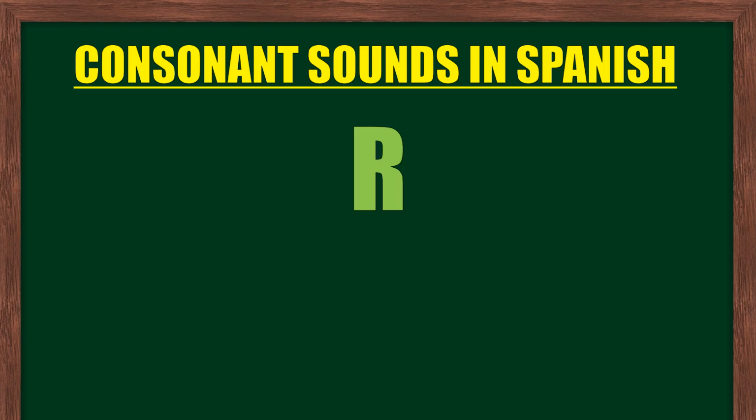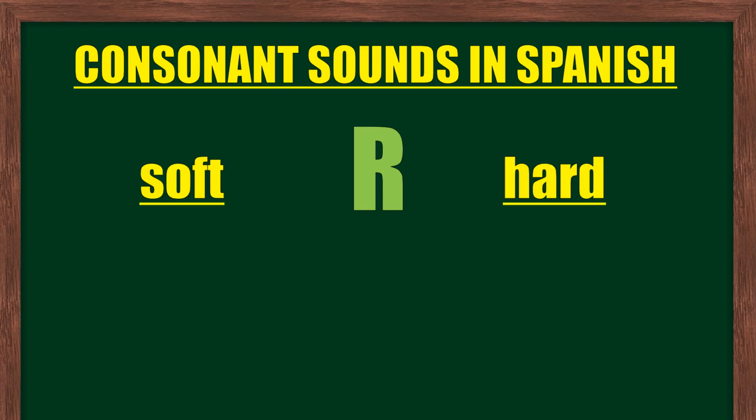Next, we have the R. The R actually has two sounds in Spanish. The first sound is just like the D in the word ladder in English. Ladder, ladder. That really quick D sound that you make when you pronounce ladder, that is the R sound in Spanish. At least it's the first R sound.